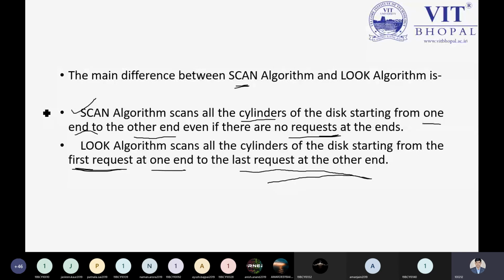Okay, so in SCAN we need to go to 0 and 99 as well, but in LOOK, 0 and 199 are not part of the cylinder number, so we will not cover this part. They're a little bit different. So this is the improved version.